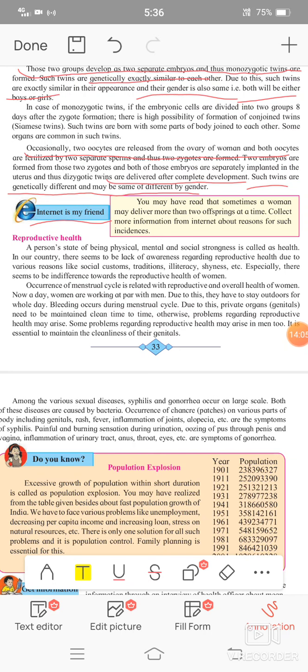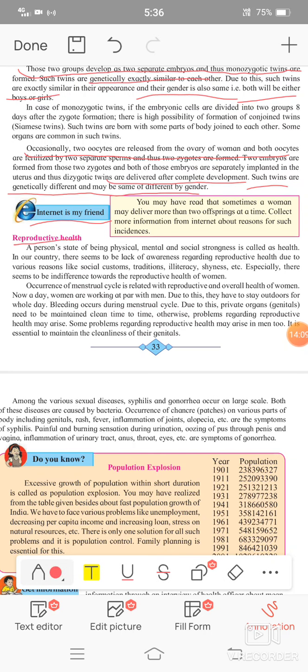त्यानंतर आपला last point आहे इथे, तो म्हणजे reproductive health. मगाशीच आपण त्याच्याबद्दल discussion केलं. Especially a person, male or female, having the physical, mental and social strongness, and that is called health. We are already discussing about that. The WHO can give the definition that health is not only physical, but it is also mental and social strongness. And in our country there seems to be a lack of awareness regarding the reproductive health.